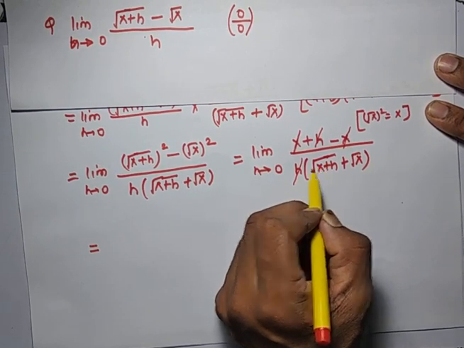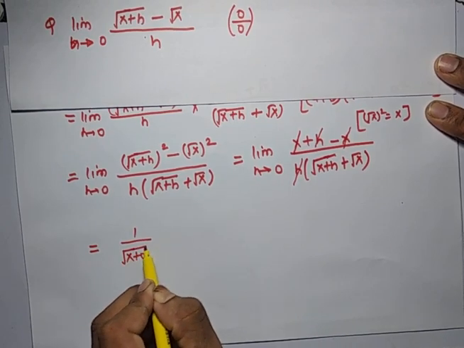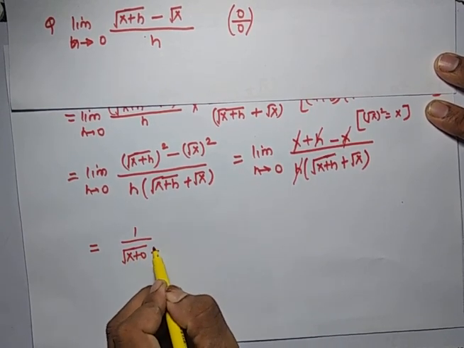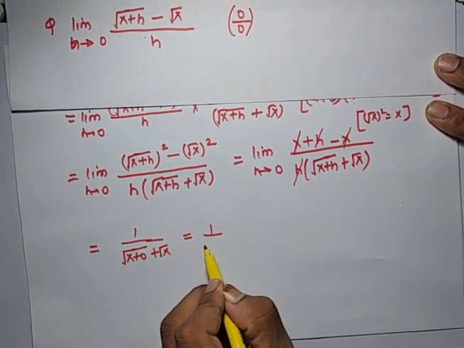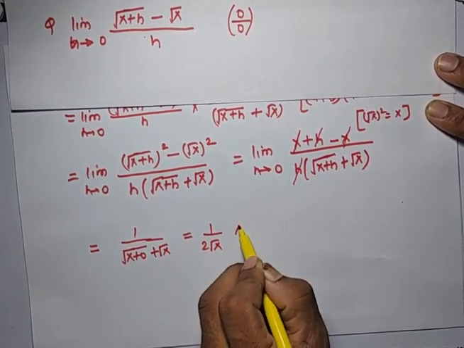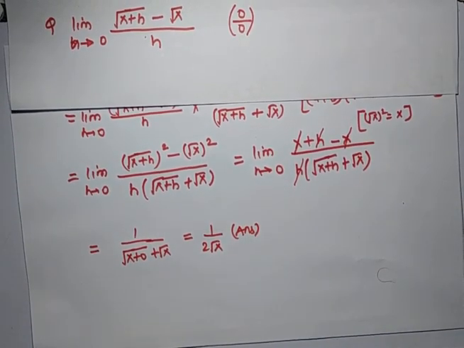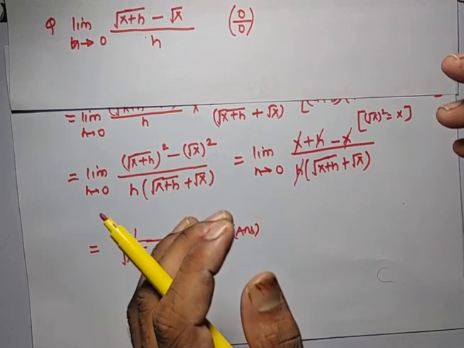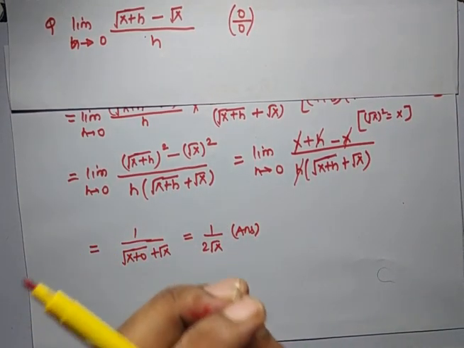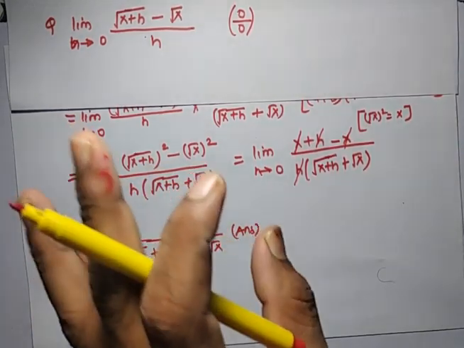So 1 by root under x plus 0 plus root x. So the final expression becomes 1 by 2 root x. This is my answer. So the basic concept or idea that we use to solve a rationalization based problem is, when you see a square root, you always try to remove the square root by rationalizing the given function.